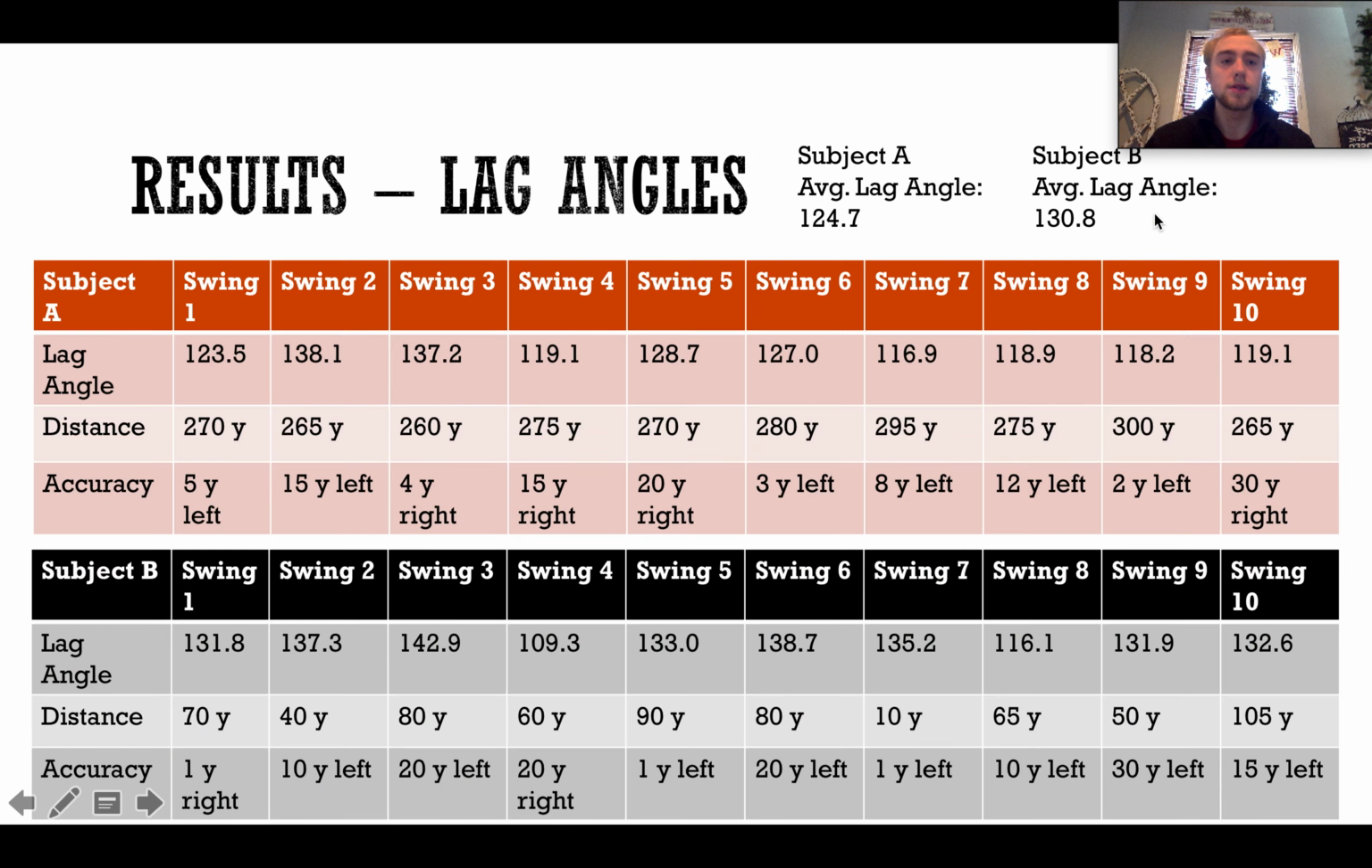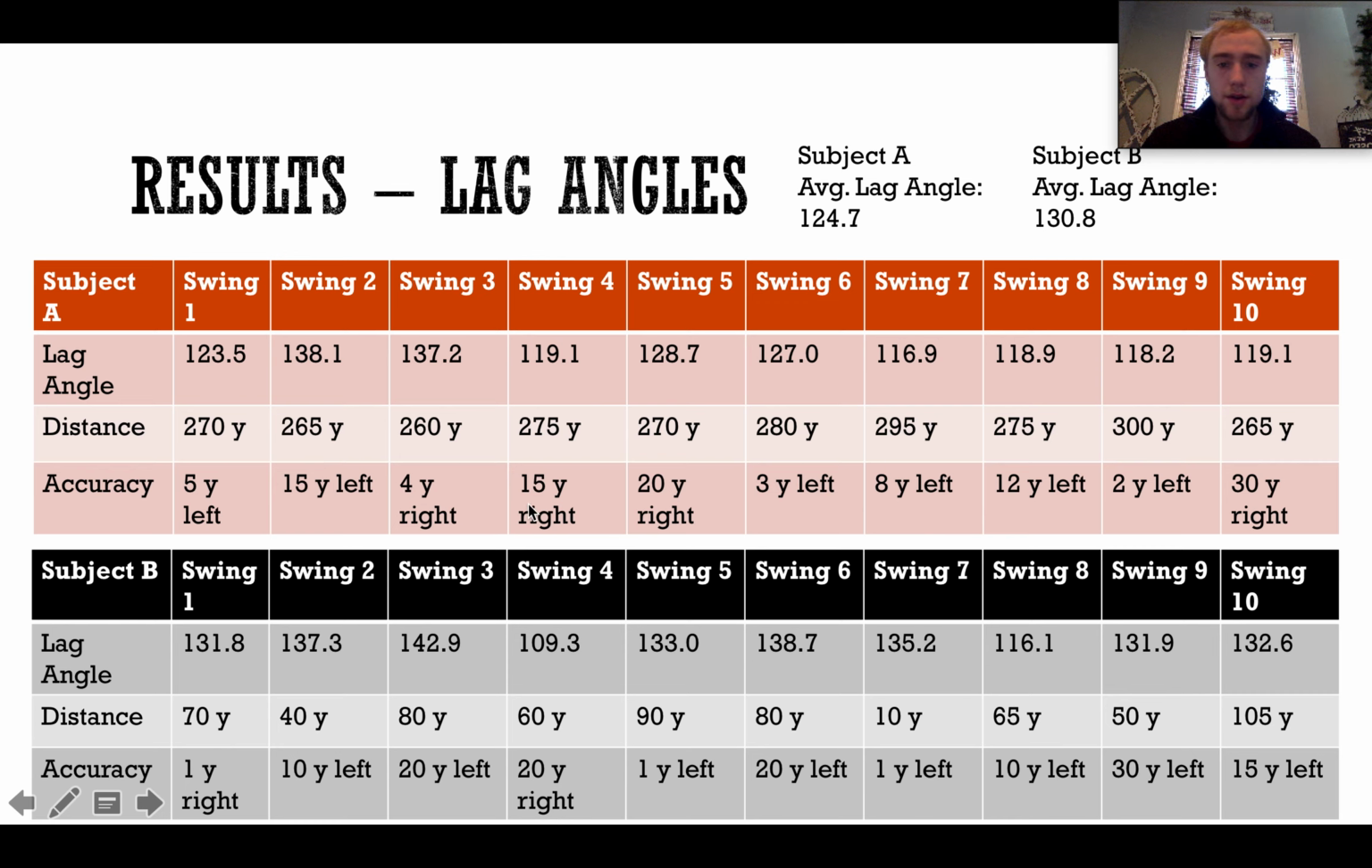So subject B's average lag angle was 130.8 degrees. So all in all, comparing the averages here, it's only about 6 degrees difference in lag angles. But as you can see from the results here, the distances are extremely different, and their misses are extremely different.